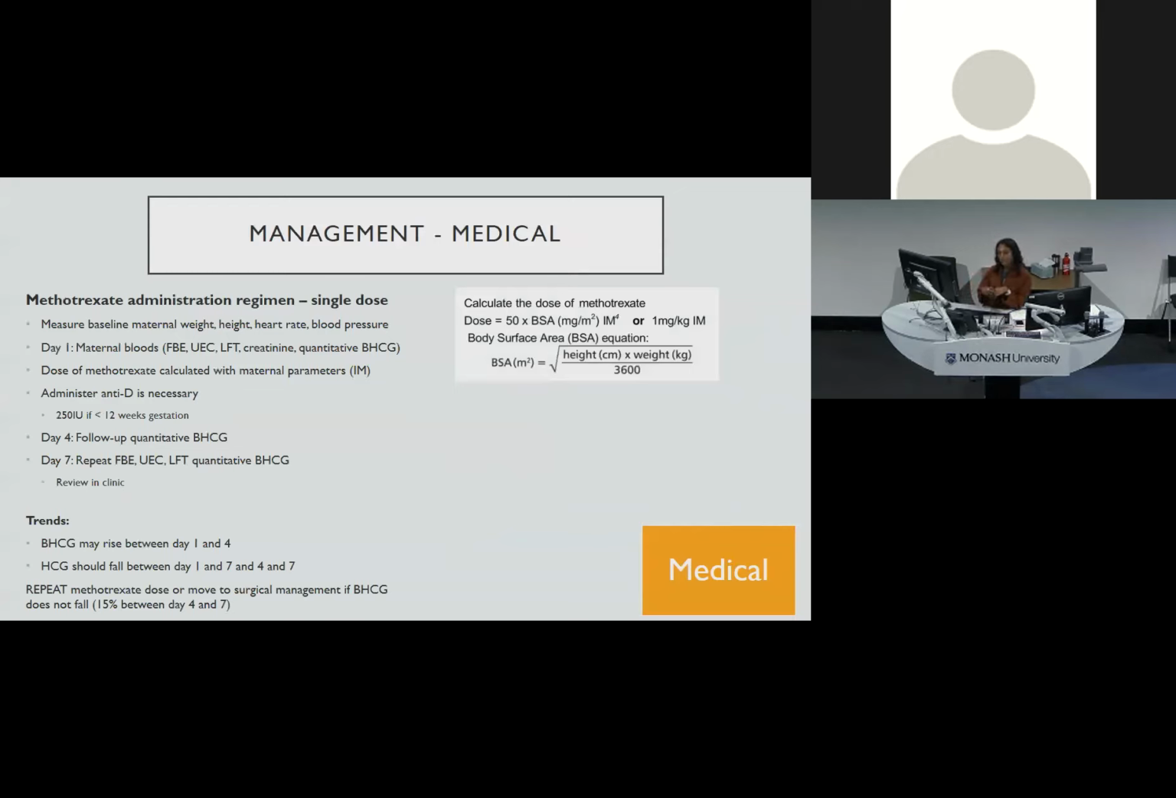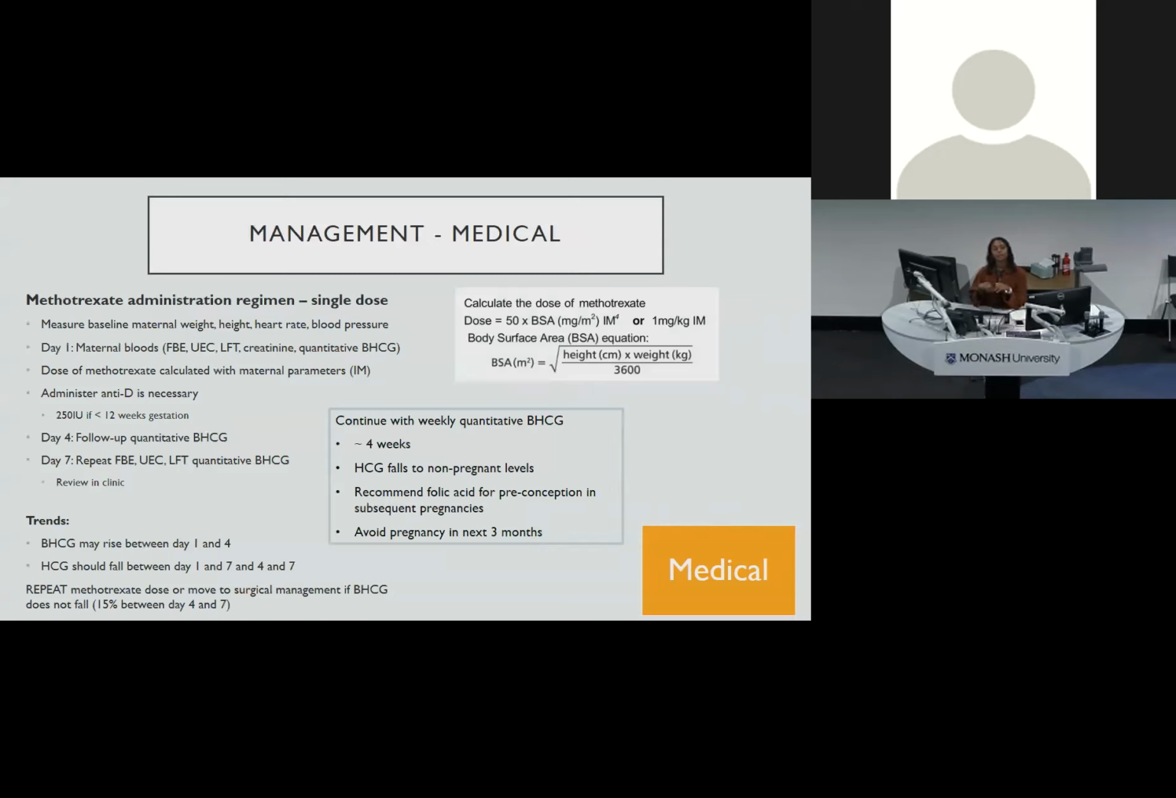In some cases, the beta-HCG will rise between day 1 and 4, but you don't have to be too worried about that. The main differences that you need to look at are the change between day 1 and 7 and day 4 and 7. Essentially, you need to see a drop in that concentration of about 15% between day 4 and 7. If you don't see that, you need to think about either giving another dose of methotrexate or moving on and giving surgical management.